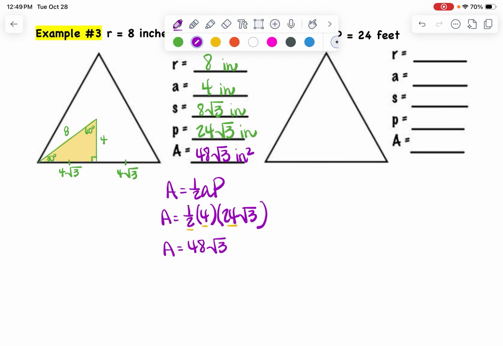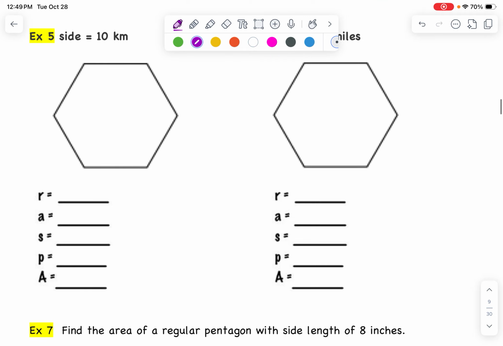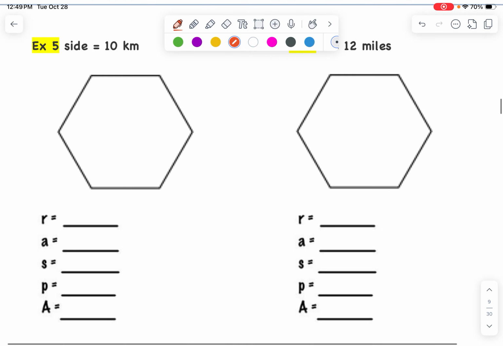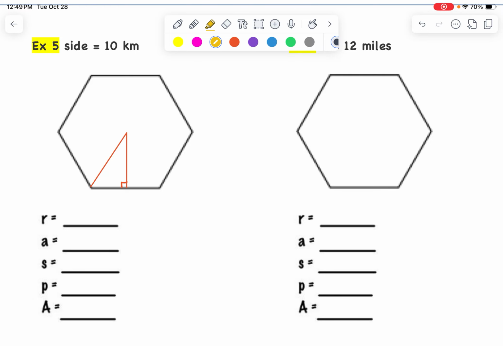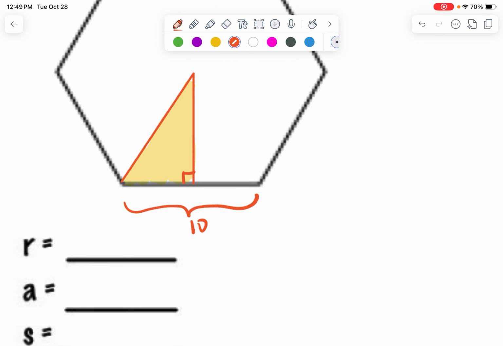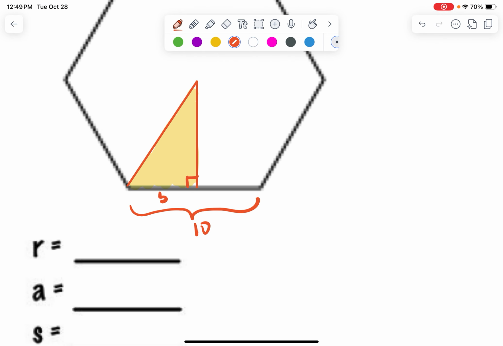All right, again, not too bad. All right, let's move on to a hexagon. So this hexagon is telling me it has a side length of 10. Well, I'm going to go ahead and drop my apothem and my radius. I'm going to get this all going here. All right, so the side length is 10. So be careful, that means this whole thing is 10, which means this base is 5.